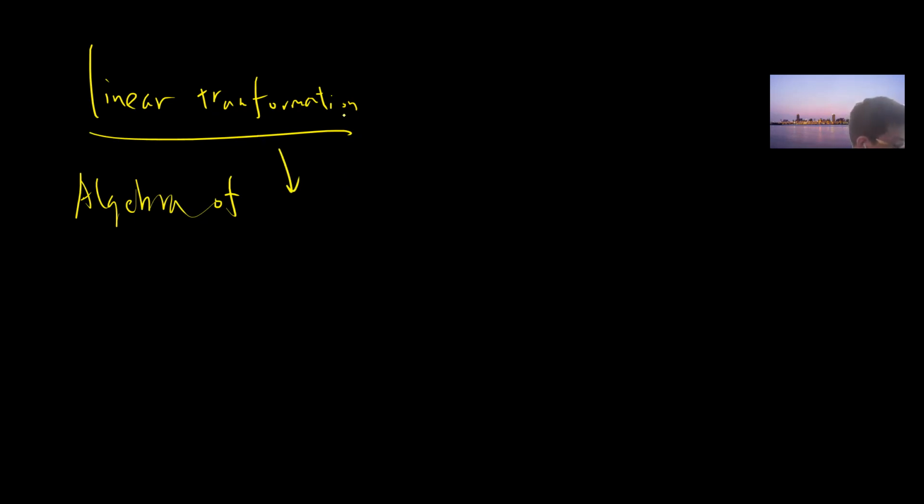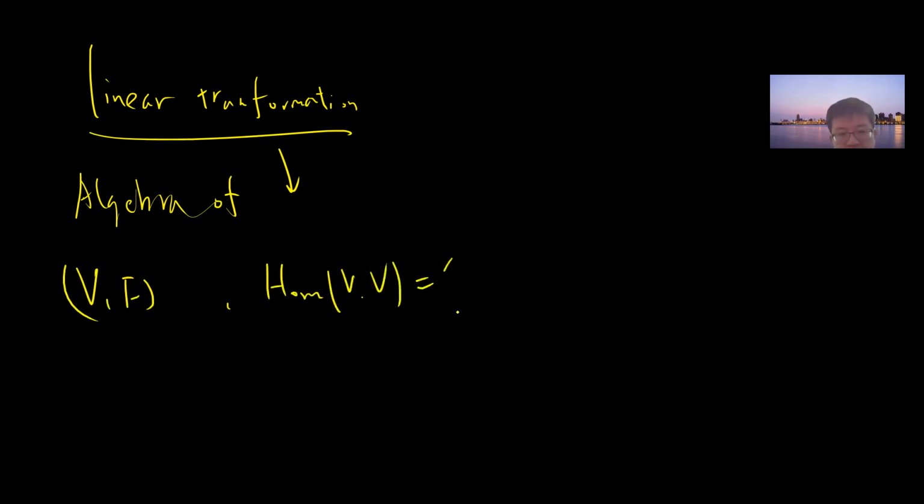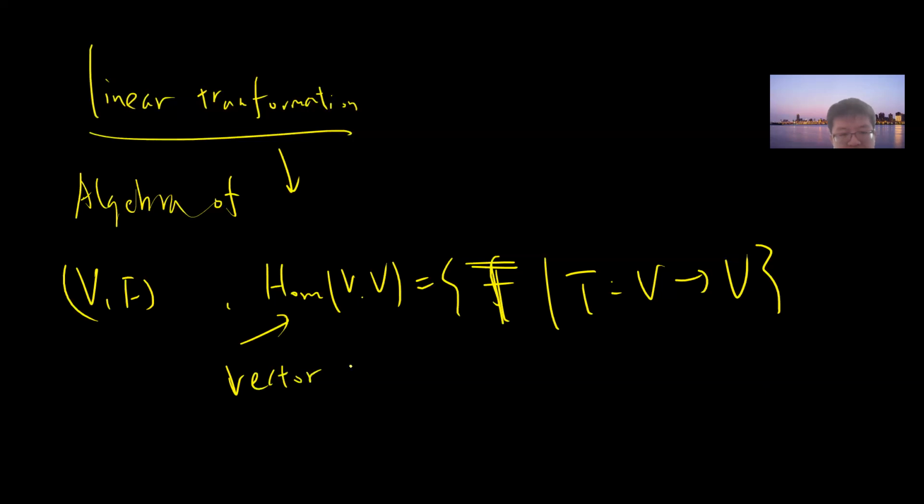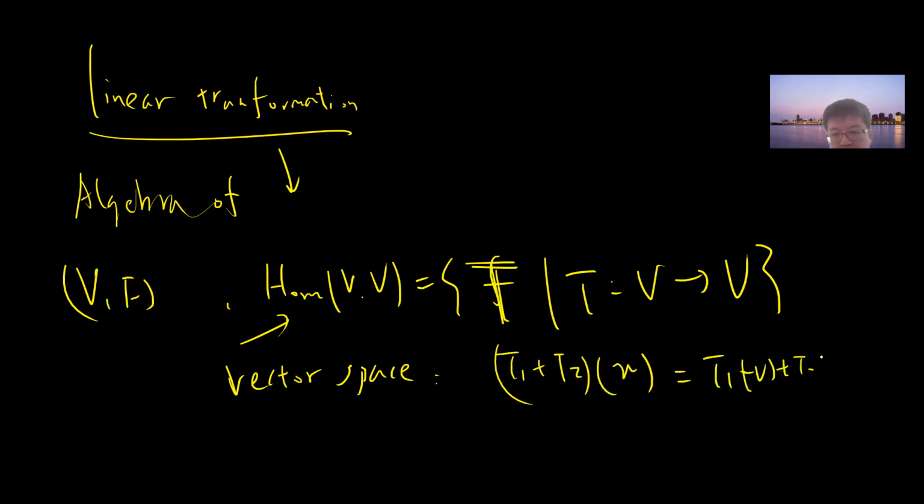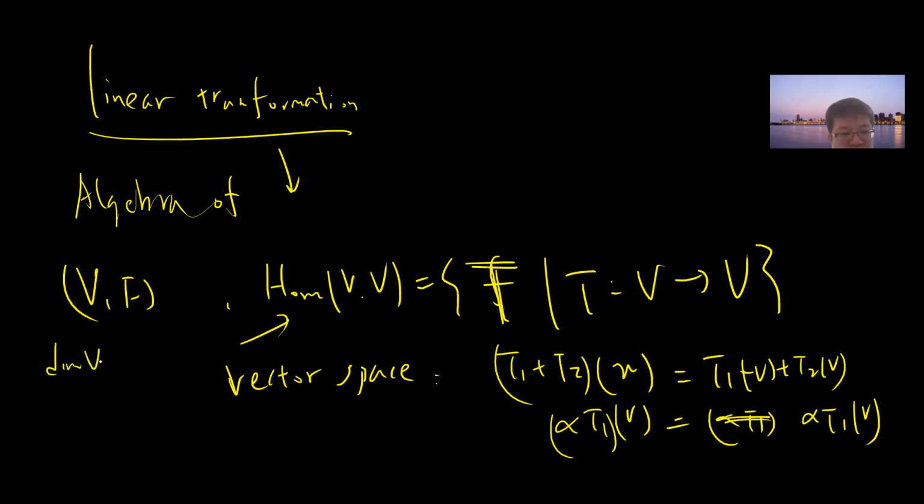Remember that V is a vector space over F, and we already talked about how Hom(V,V) is basically all the linear transformations T from V to V. In the previous video we proved that this is a vector space, by defining (T1 + T2)(v) equals T1(v) plus T2(v), and (alpha T1)(v) defined to be alpha times T1(v). These operations make Hom(V,V) a vector space, and we also proved that if the dimension of V is n, then Hom(V,V) is a vector space of dimension n squared.